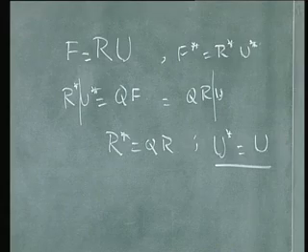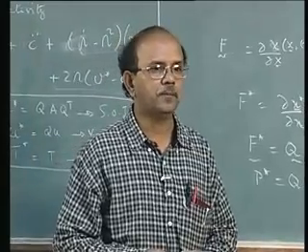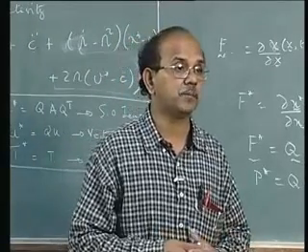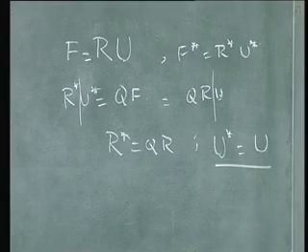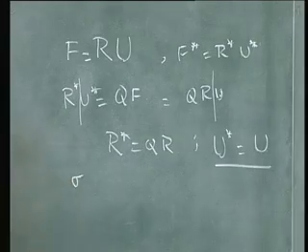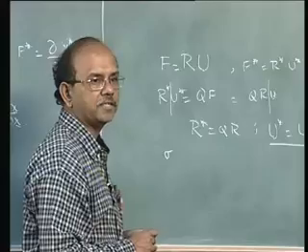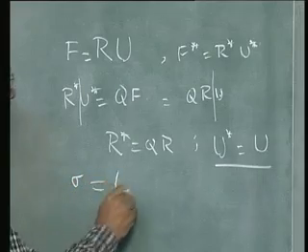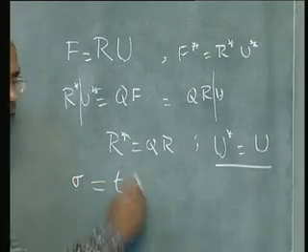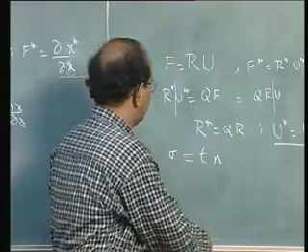What happens to the other quantities? For example, how does sigma transform? Can you work it out? The clue is that sigma can be written as T is equal to sigma n.